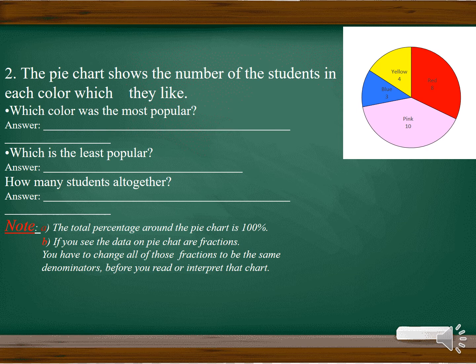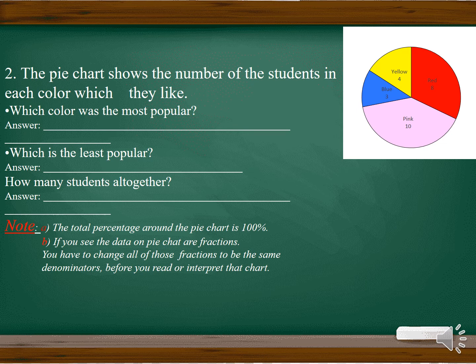Okay, now we continue our classwork 2. The pie chart shows the number of the students in each color which they like. Which color was the most popular? Okay, you can look at the pie chart. The color is the light, then the other is the pink. Okay, which is the least popular?